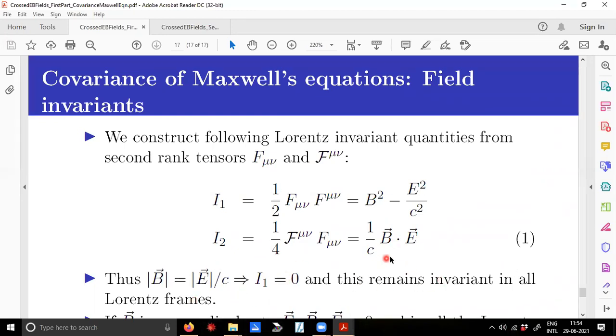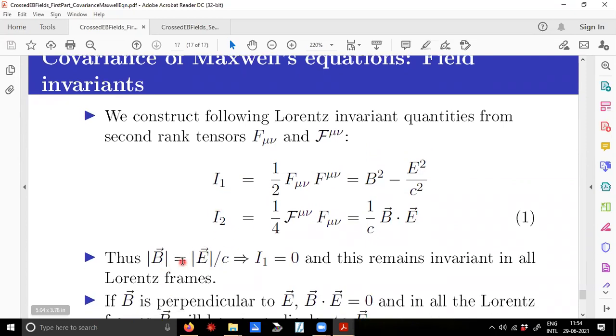If B dot E is given to be, let us say, some non-zero, positive value, then it is the same in any other frame of reference. The angle between B and E remains the same, and the difference between the strengths of the magnetic and electric fields remains constant. So if B is equal to E by C, I1 is 0. We say that electric and magnetic fields are equal in strength up to a constant C. Magnetic field is always weaker than electric field by 1 over C, always.